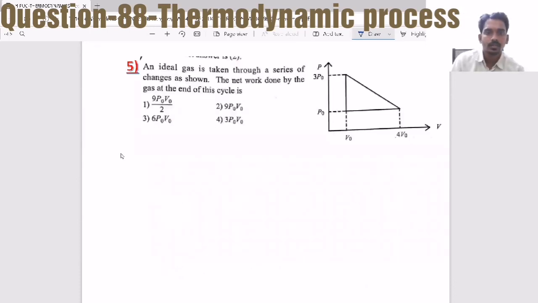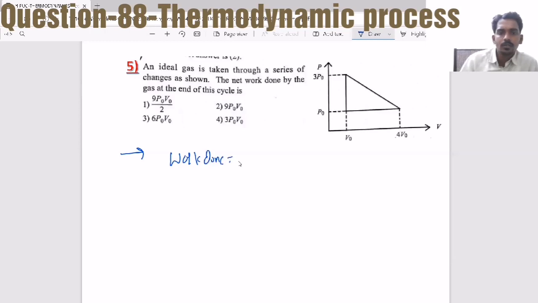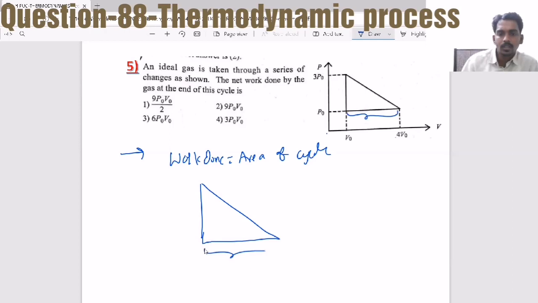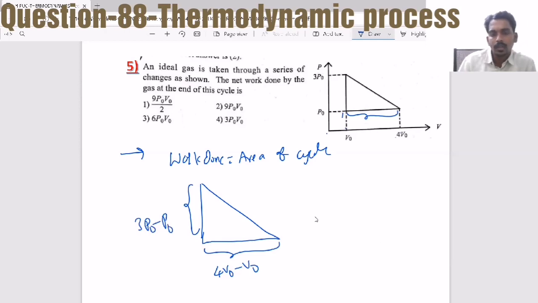Now, the last and final question. Here a cyclic process is given. The work done is equal to the area of the cycle. So what kind of cycle is it? It is a triangle. See, this is V naught and this is 4 V naught, so this becomes 4 V naught minus V naught. Similarly, this total length is 3 P naught and this is P naught, so this becomes 3 P naught minus P naught. So the area equals half into base into height.